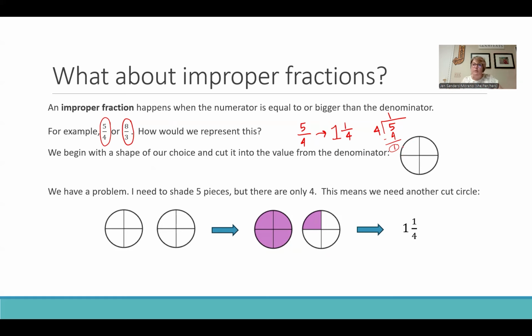Okay, so let's just say that we decide together to do a circle. Say, great. What's that denominator? So that denominator was a 4. So we have to cut this into 4 equal pieces.